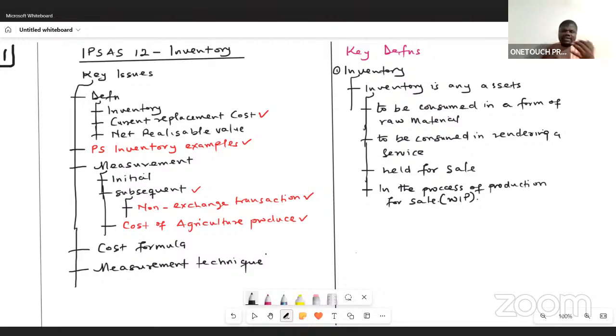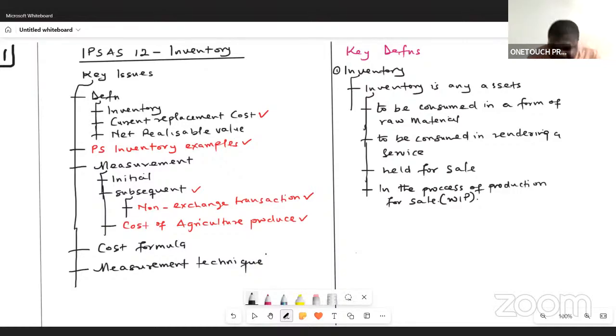Number one, it is consumed in the form of raw material. Number two, it is used in rendering a service. Three, it is held for sale. Four, it's in the process of production for sale. Once the production is complete, it will be what?